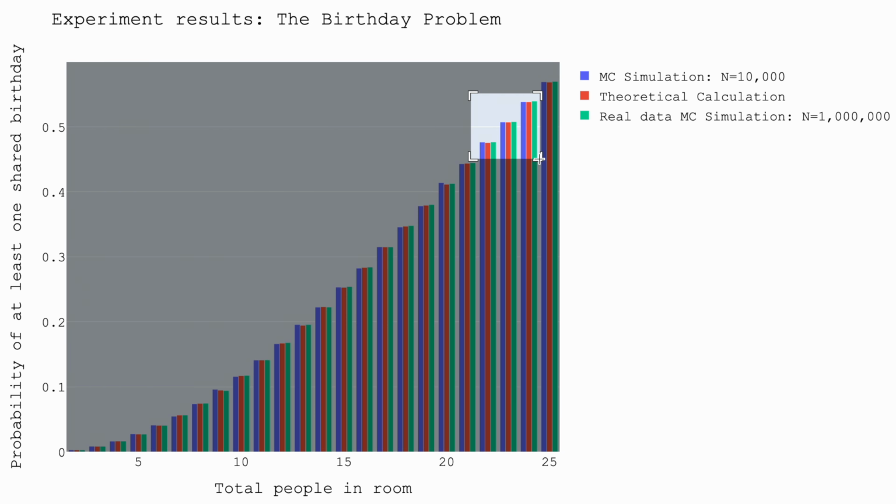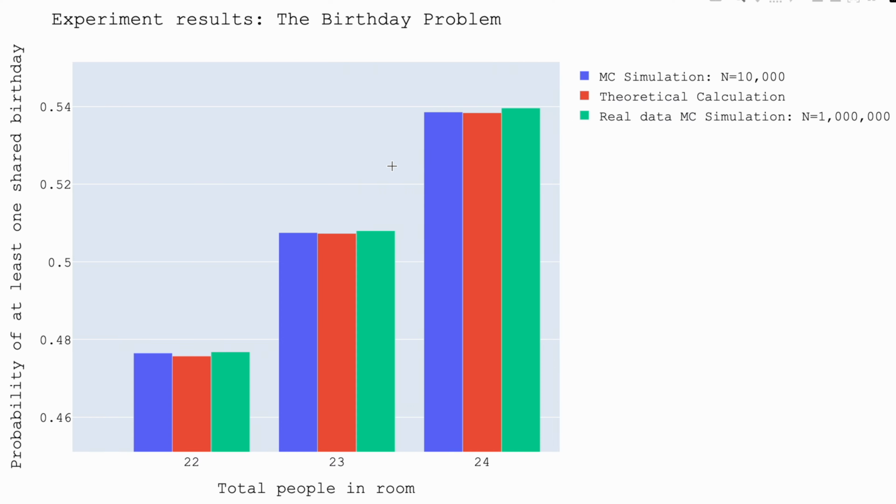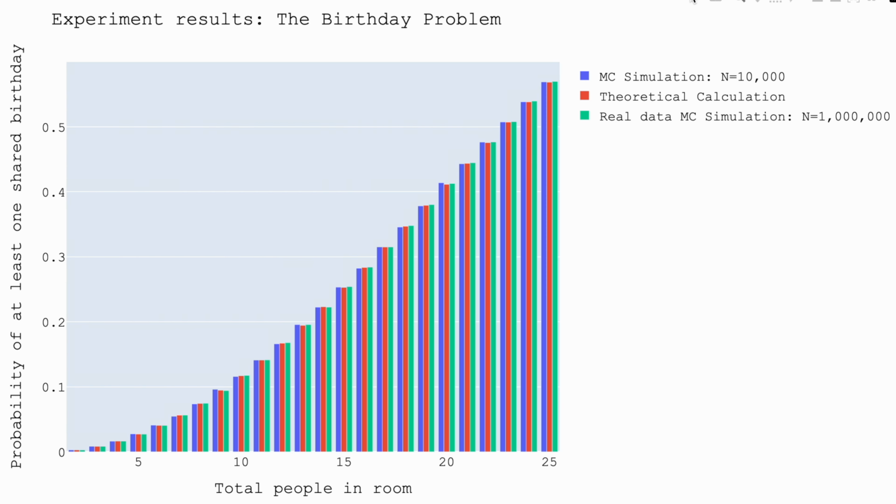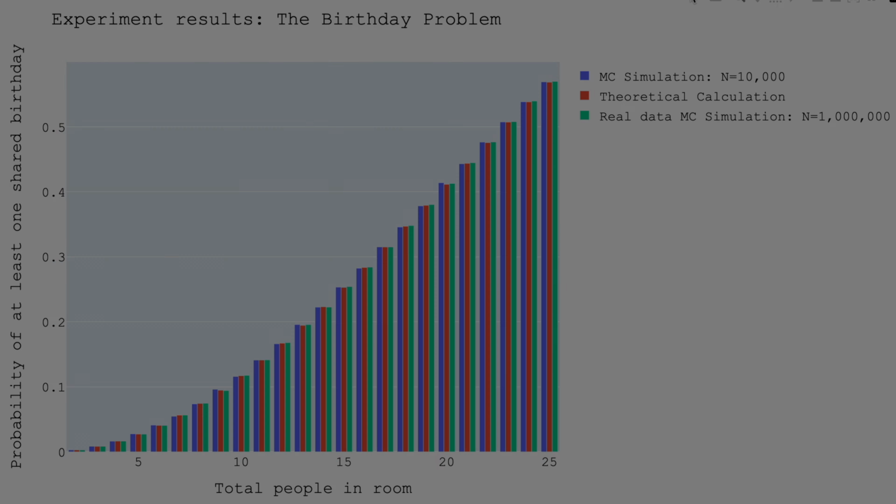Zooming in around n equals 23, we can see the result of our real data simulation, our theoretical calculation, and then our original Monte Carlo simulation. Looking at our distribution with the real data versus the theoretical calculation, we see a very close agreement between both data sets. All right, and the answer is 23. If you have 23 people in a room, then there is slightly more than a 50% chance that at least 2 of them will share a birthday.